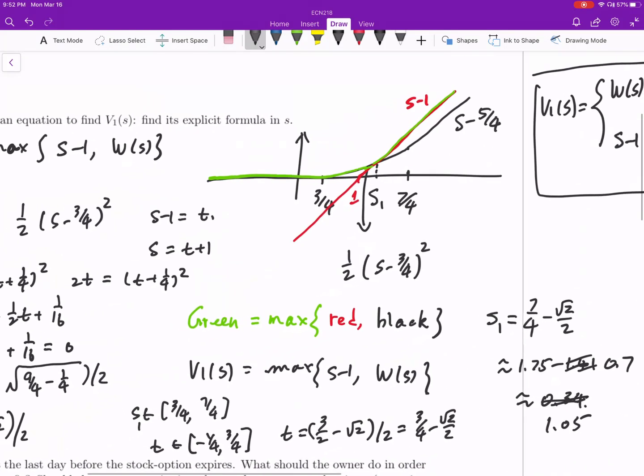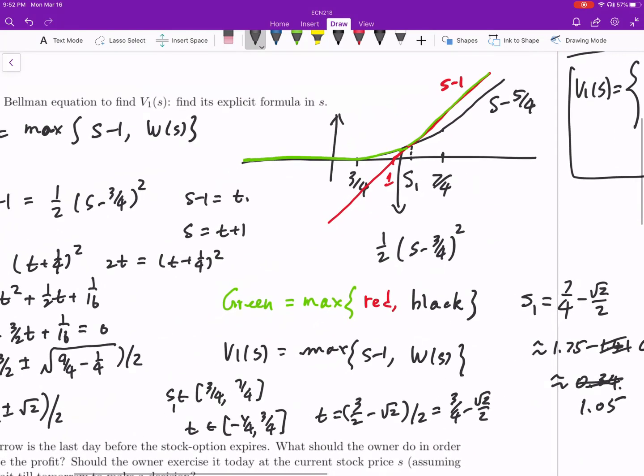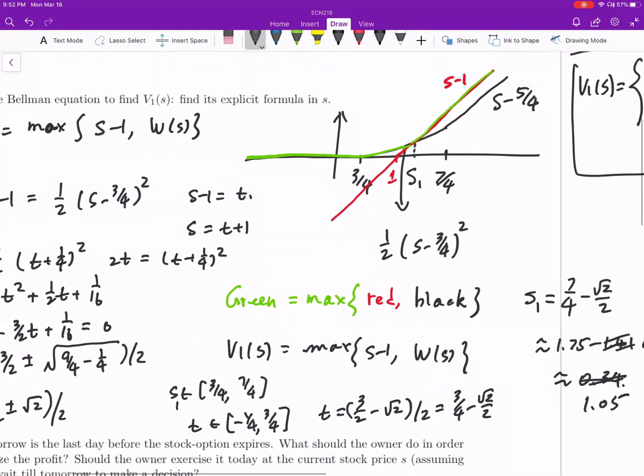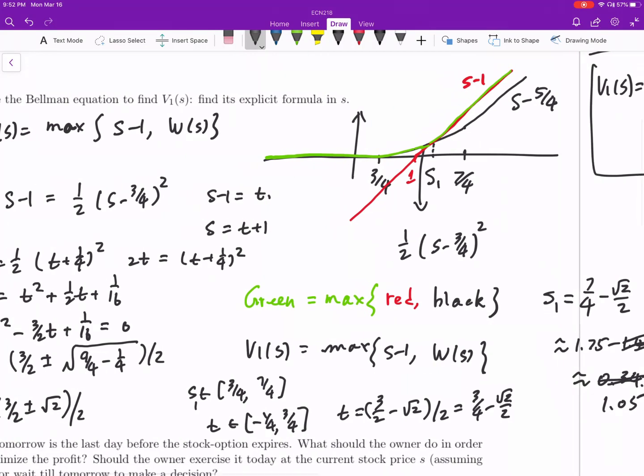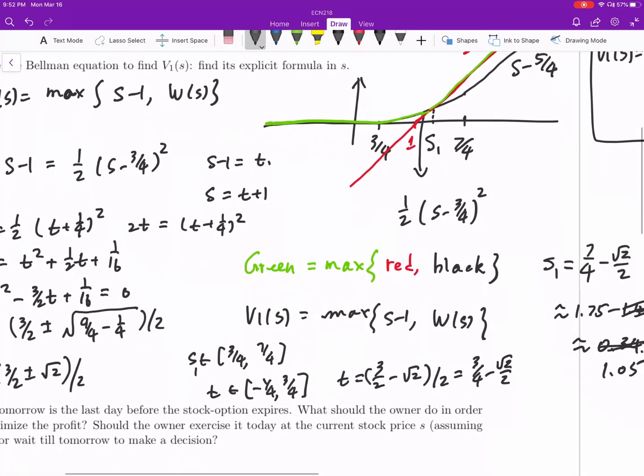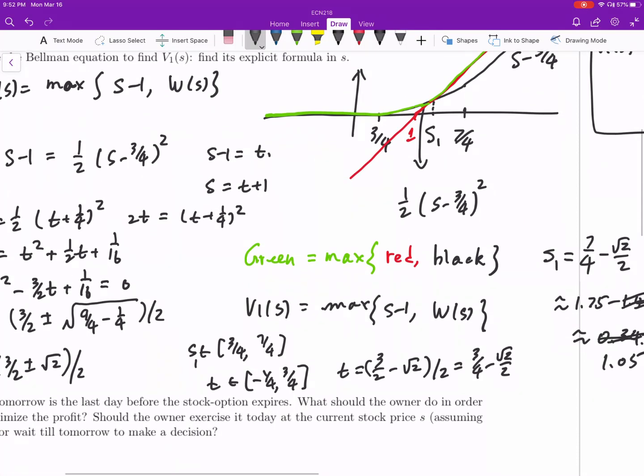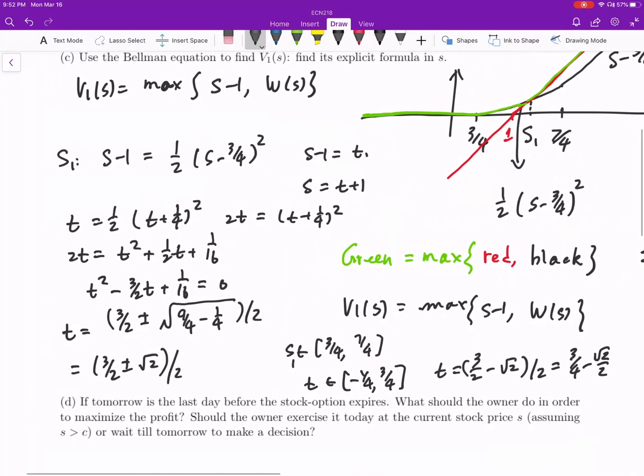And look at how we found it. We actually had to draw the diagram to help us to look at the intersection over here. But somehow we knew that this is what is going to happen because the stock price is dropping. So if you see the stock price is higher than a certain number, then you should exercise.